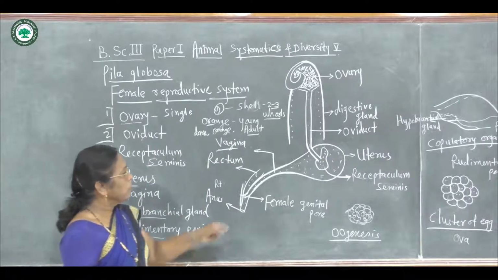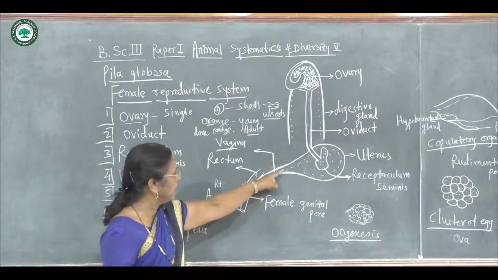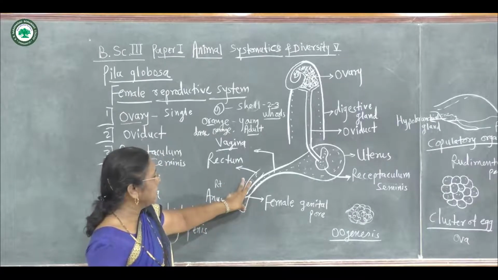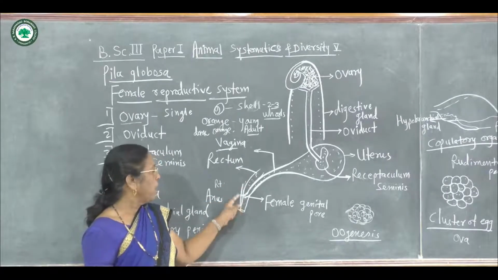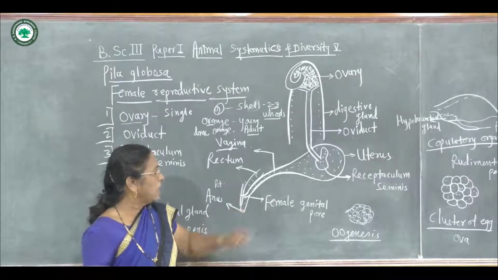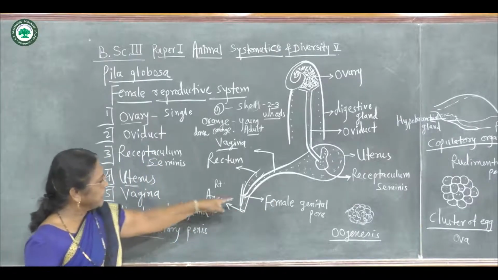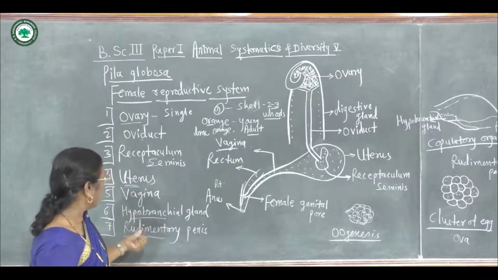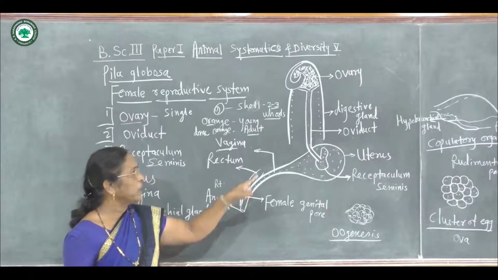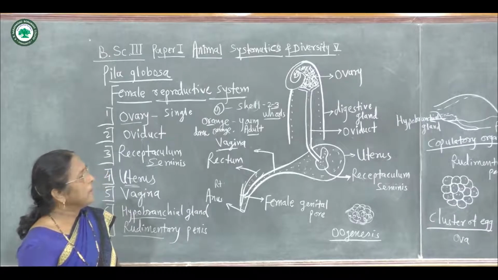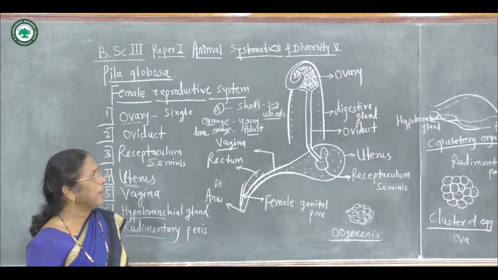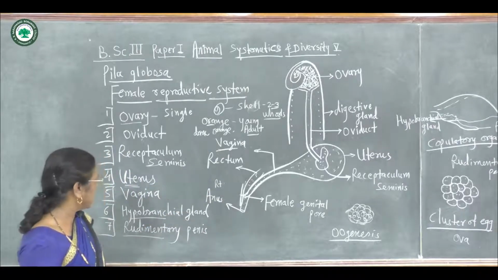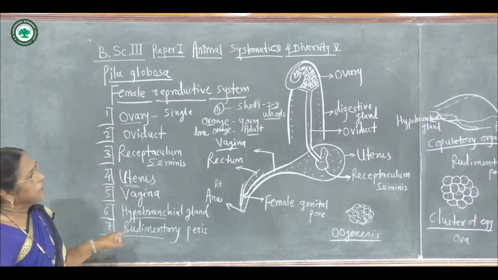Then the vagina is a muscular tube. It leads slightly towards the right side of the mantle cavity near the right pseudopodium or right nuchal lobe and opens on a small papilla called the female genital pore, which is situated behind the anus. Here there is the presence of the hypobranchial gland and the rudimentary penis, that is the copulatory organ of female Pila, which is rudimentary because it is not well developed, and hence it is called a rudimentary penis, at the base of which the hypobranchial gland is present. These are the female reproductive organs.